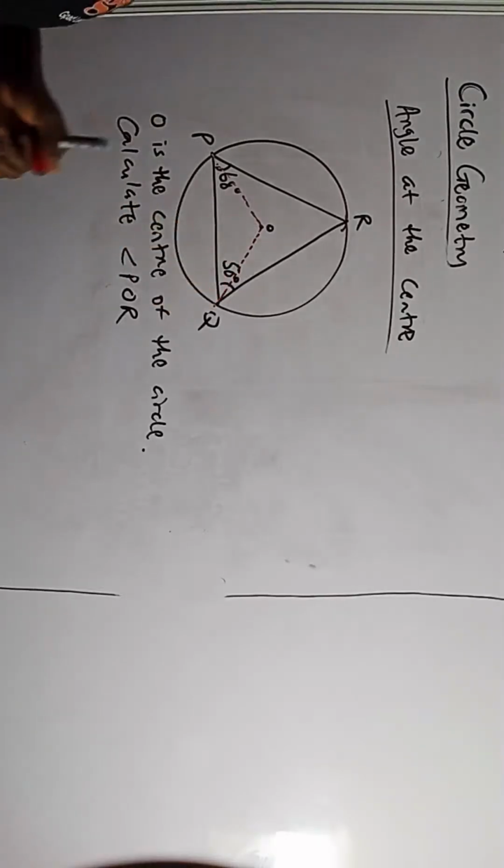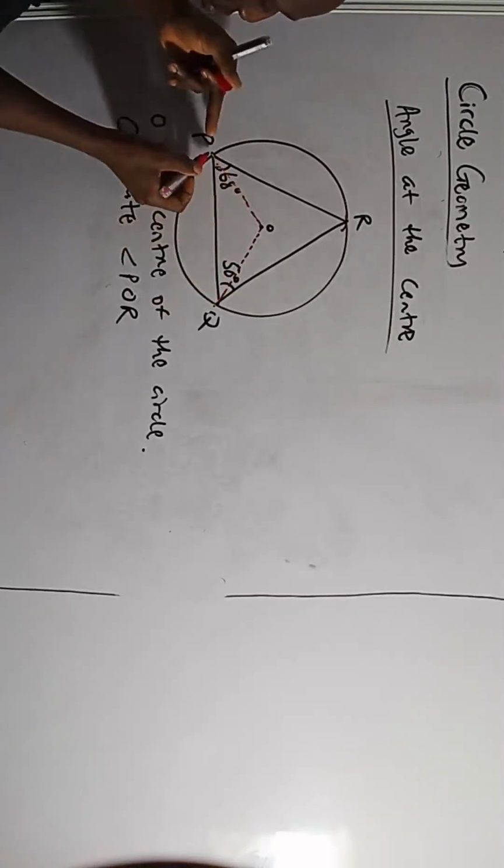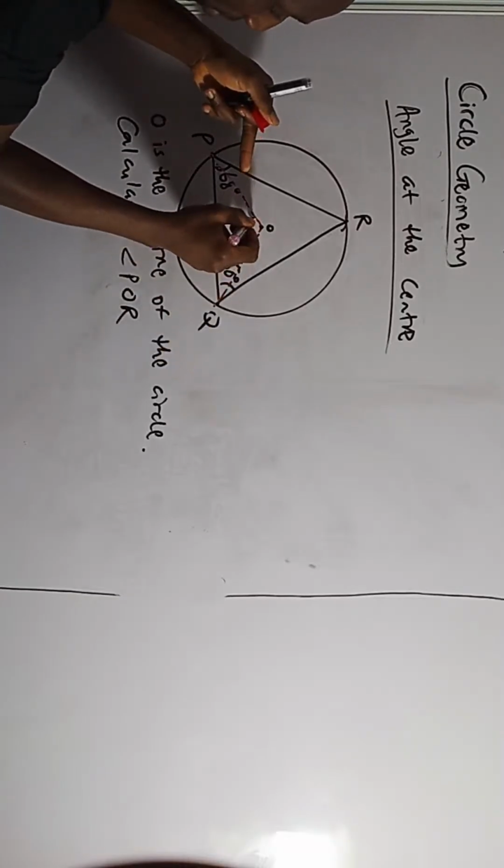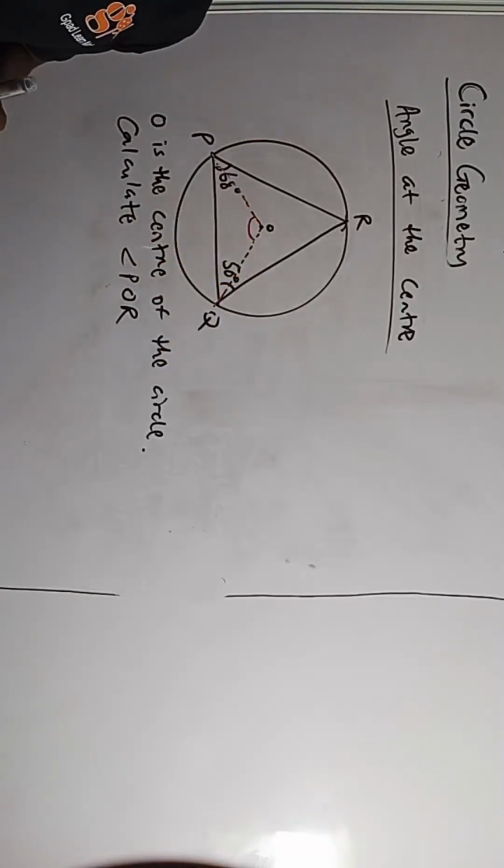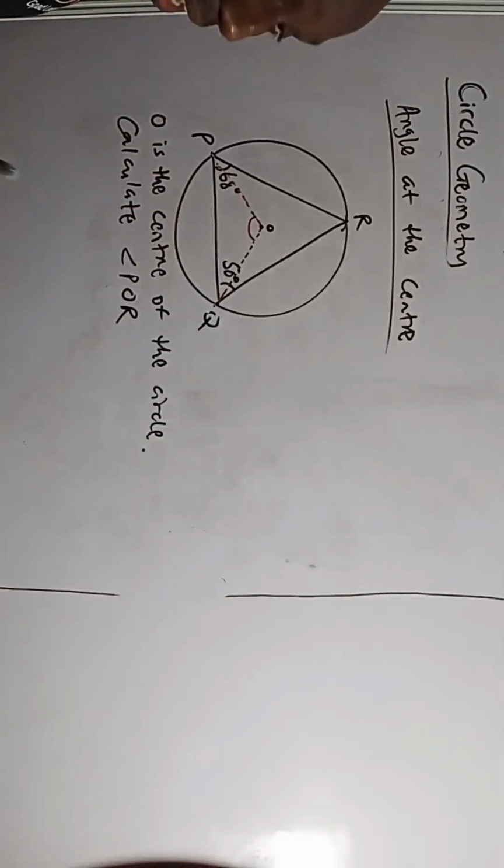Now we have POR. Where is it located? See it here. Angle POR. This one here, this angle. So this is the angle we are asked to look for. How do we get that angle?